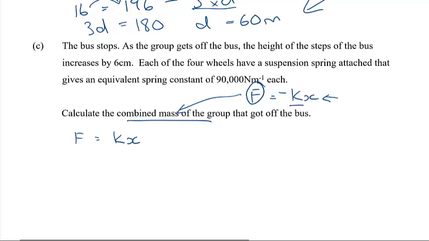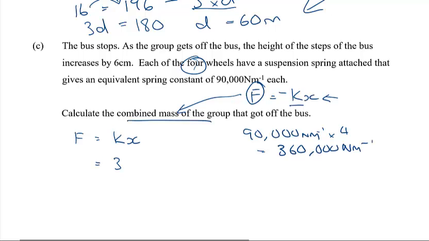So, okay, what is the spring constant? Well, they've told us it's 90,000 Newton meters, but there are 4 of them, so that's on each wheel, so it's times by 4, and that's going to equal some huge number as well, 360,000 Newton meters. So that's 360,000 times by x. Now x is what, 6 centimeters, the displacement. So we do need to convert that to meters.